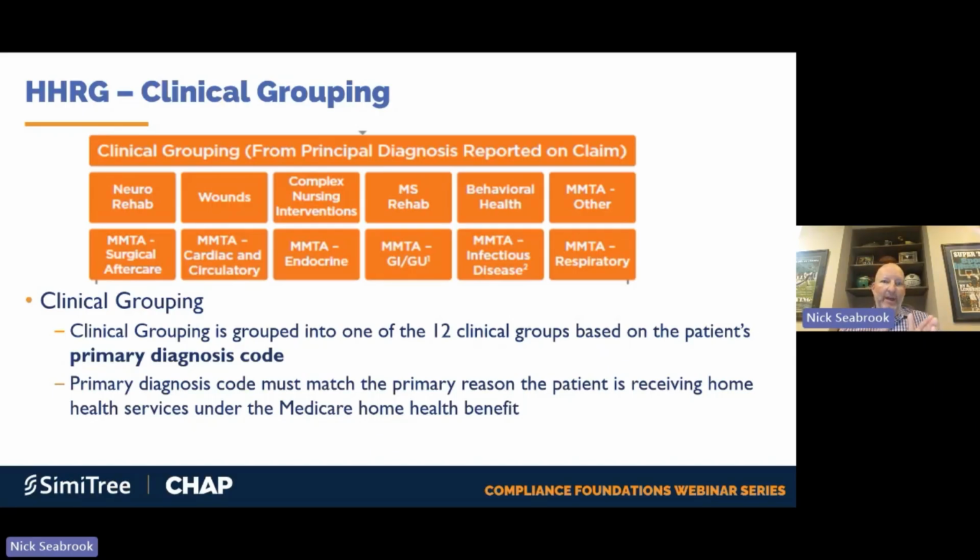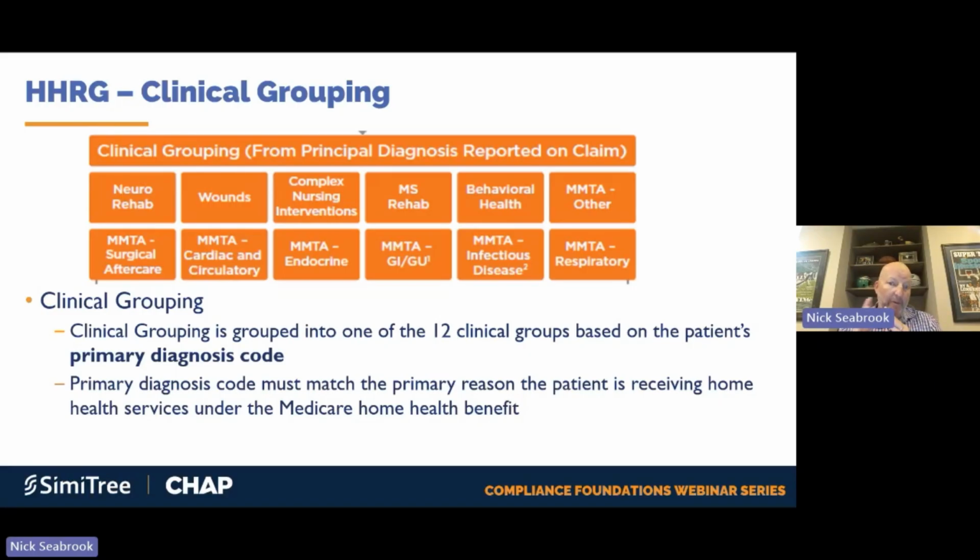So again, you're going to have the 12 diagnosis code categories listed above, starting with neuro rehab all the way through to MMTA respiratory. And each patient is going to be classified into one of those 12 clinical groupings based on their primary diagnosis code. It's important to clarify that we're looking at their primary diagnosis code from a billing perspective and from a clinical standpoint. On that OASIS, the form that gets completed at the patient's admission, and on the claim itself, a patient can have up to 25 diagnosis codes on their claim.